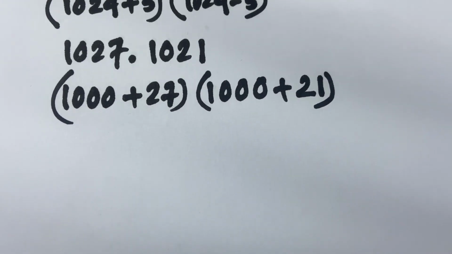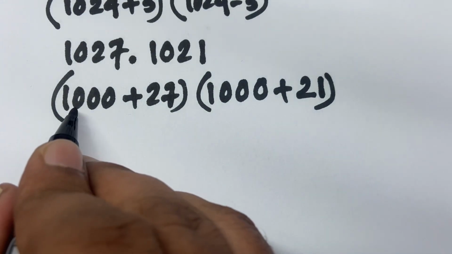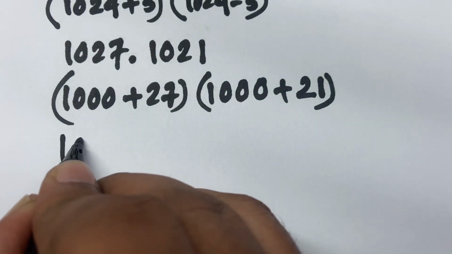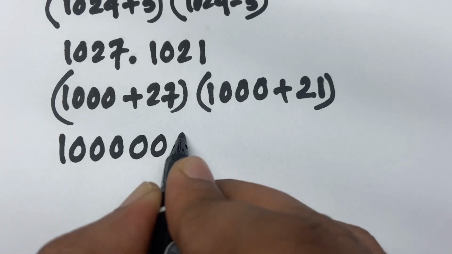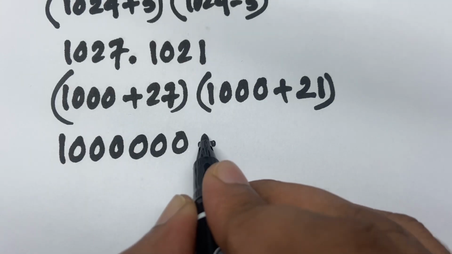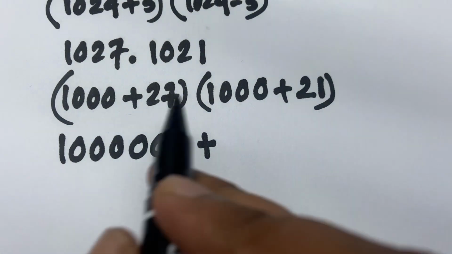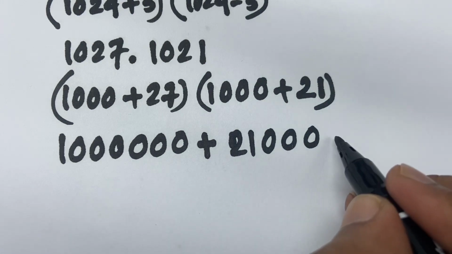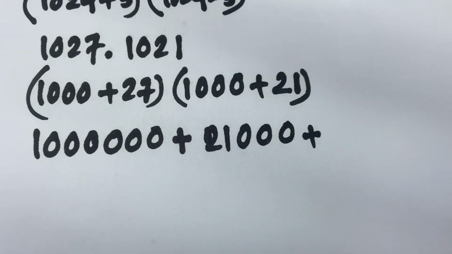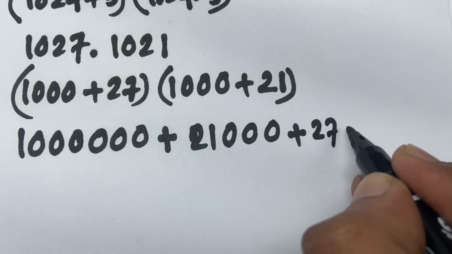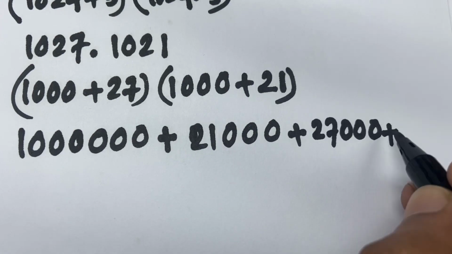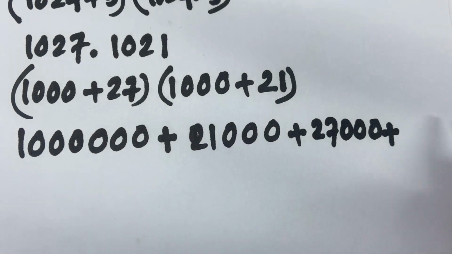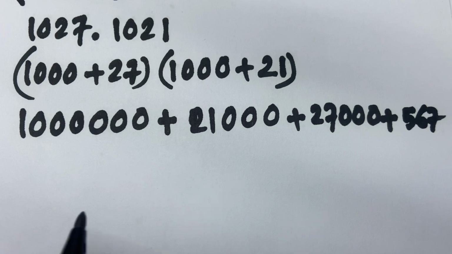Now if I multiply, we find 1000 times 1000 is equal to 1,000,000, plus 1000 times 21 is equal to 21,000, plus 1000 times 27 is equal to 27,000, plus 21 times 27 is equal to 567. Now if I add, this time we will find the answer.